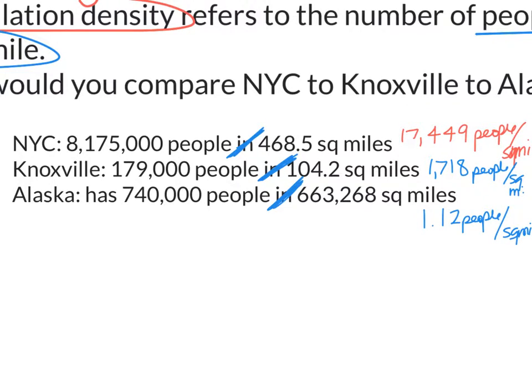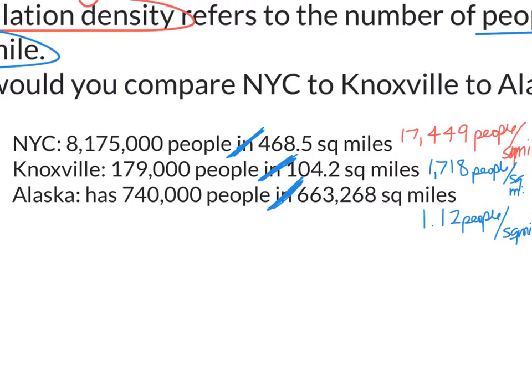All right, so these are the answers that I've gotten. For Knoxville, I got 1,718 people per square mile. So notice New York City has like 10 times the amount of people per square mile that Knoxville does. If you draw a square mile in New York City, you're going to hit 17,000 people. In Knoxville, you're only going to hit 1,700 people. If you draw that same square in Alaska, you're going to hit one person. That means each person basically has a whole square mile to themselves in Alaska.